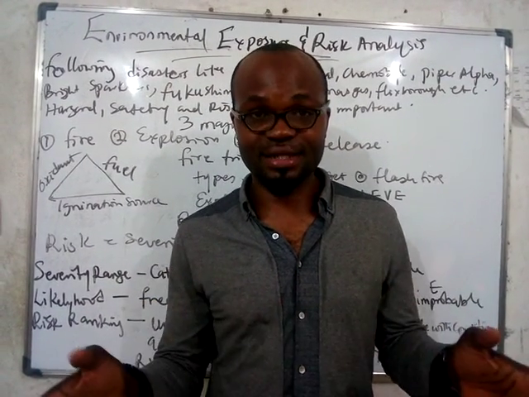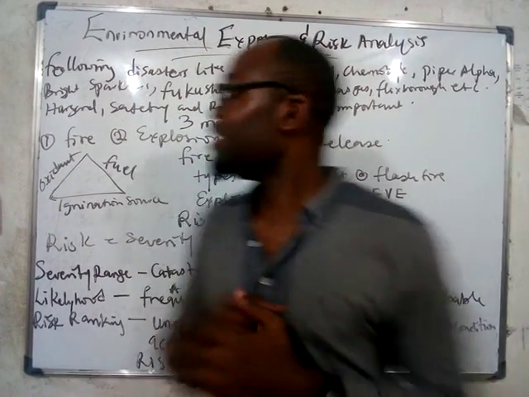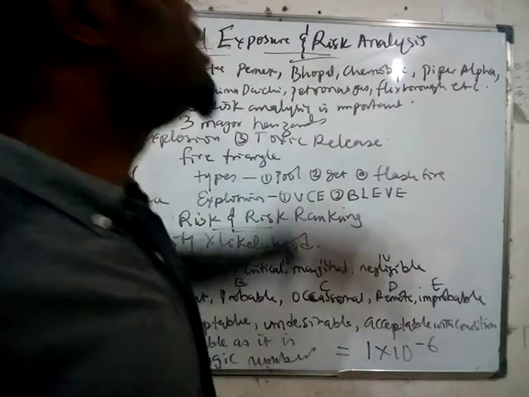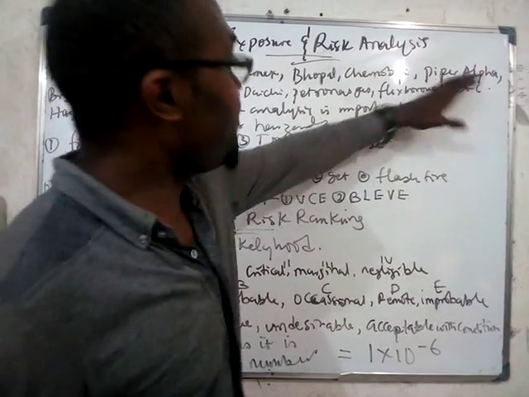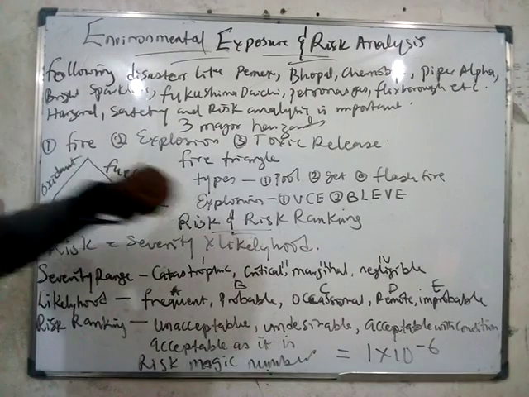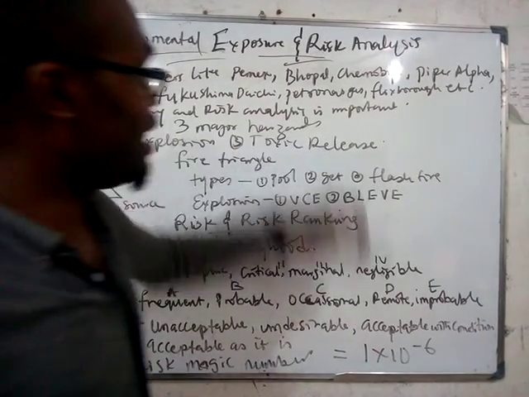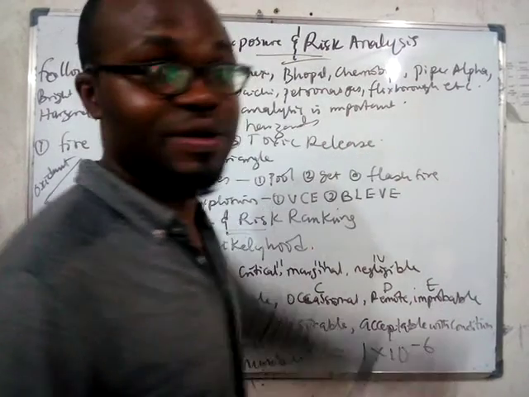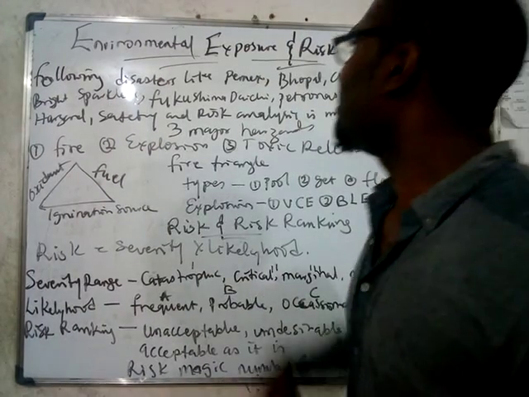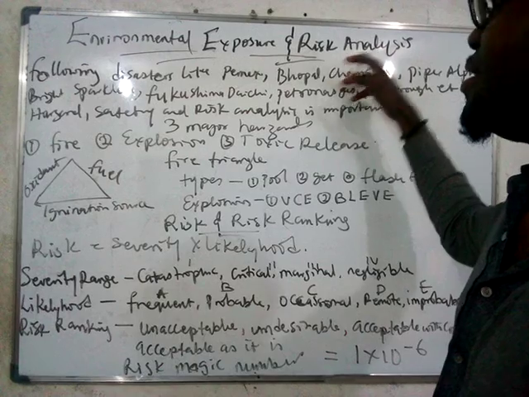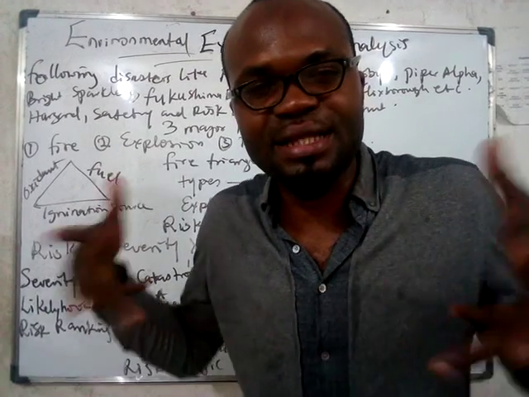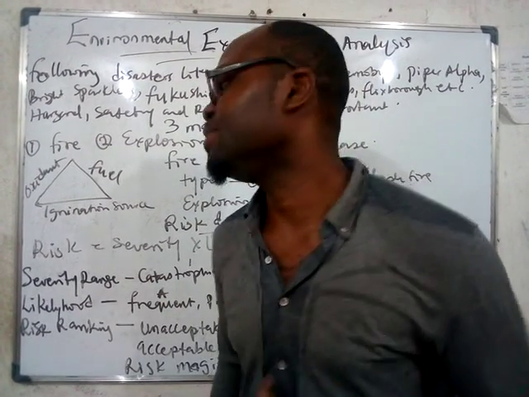Following heavy disasters in places like Pemex, Bhopal, Chernobyl, Piper Alpha, Ryce Spangler, Fukushima Daiichi in Japan, Petronas, Flixborough in England, there comes the need for what we call environmental exposure and risk analysis. How we check hazards and try to curtail the effect, the impact they have on human beings and the environment.